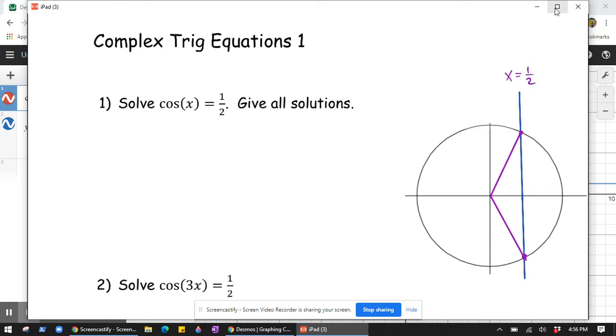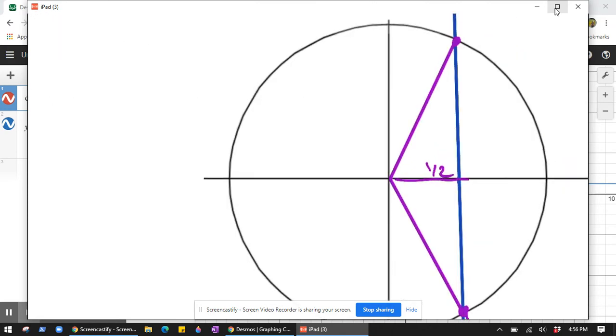This is where the x-coordinate is 1/2, so that must mean that this side here I can label 1/2. This is the unit circle, so that hypotenuse is 1, and that makes this the y-coordinate √3/2, which tells me, since this is a special angle, a special right triangle, I know that this must be here 60 degrees.